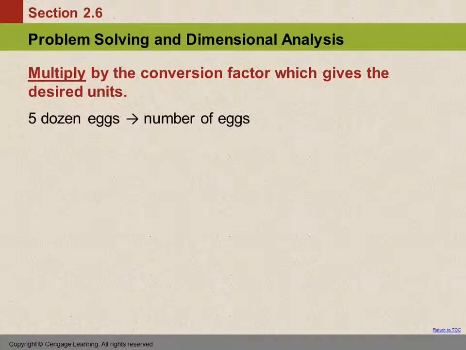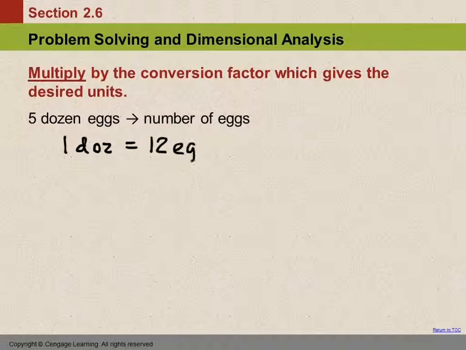So what we're going to do is we're going to take the unit that we're given and we're going to multiply it by a conversion factor to get the unit that we want. So just going back to the Costco egg problem, 5 dozen eggs. We know we have 5 dozen eggs, and we want to know, well, how many eggs is that? The number of eggs. Well, what's the relationship between a dozen and the number of eggs? 1 dozen equals 12 eggs, right? 1 dozen equals 12 eggs.